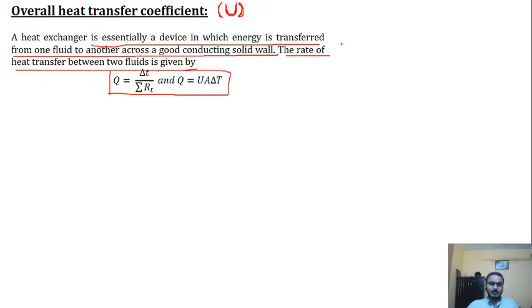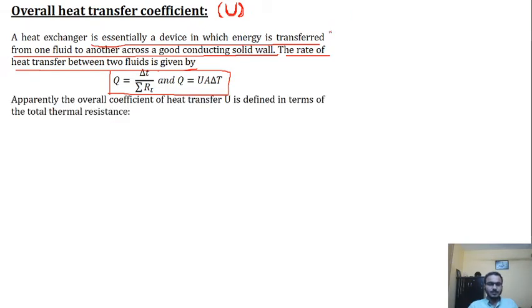So here we can combine these two equations, and the overall heat transfer coefficient U is defined in terms of total thermal resistance. Here we can eliminate the two Q. So UA is equal to 1 upon sigma RT. How?